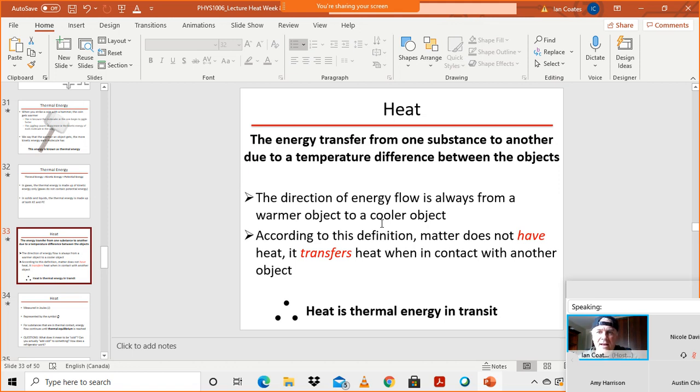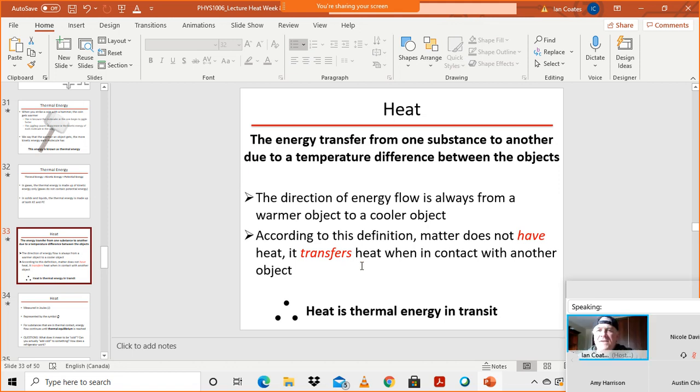And what is going on? Is the ice giving coldness to the soup? Or is the soup transferring heat to the ice? Well, the heat moves from the hot to the cold. So the direction of energy flow is always from a warmer to a cooler object.